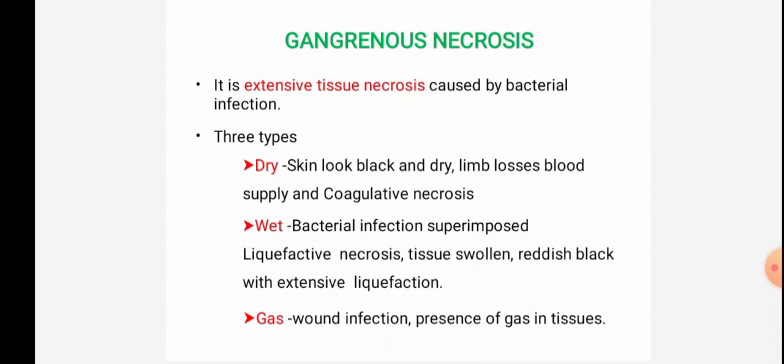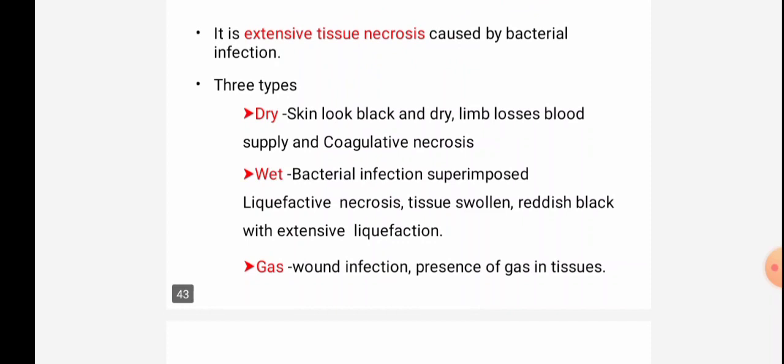The next type is gangrenous necrosis. It is an extensive tissue necrosis caused by bacterial infections. The three types of gangrenous necrosis are dry, wet, and gas. In dry, the skin looks black and dry, with loss of blood supply, and coagulative necrosis. In wet, bacterial infection is superimposed with liquefactive necrosis. The tissue is swollen, reddish black with extensive liquefaction. Gas: wound infection with presence of gas in tissues.